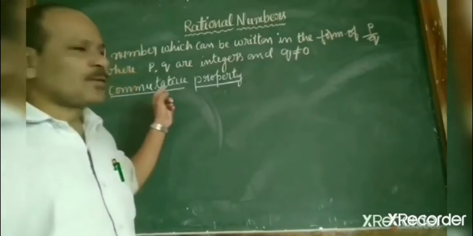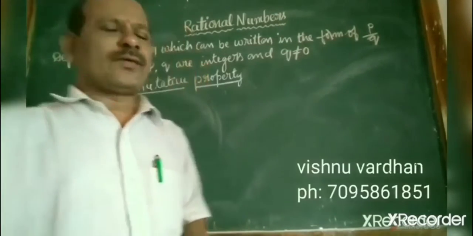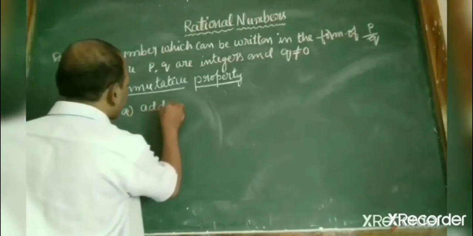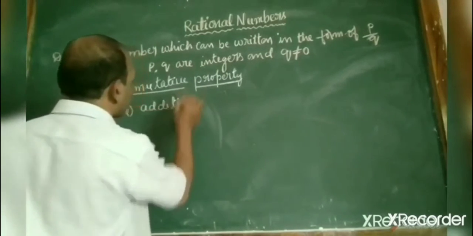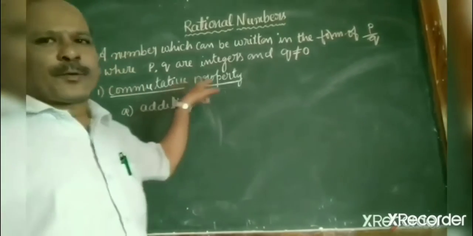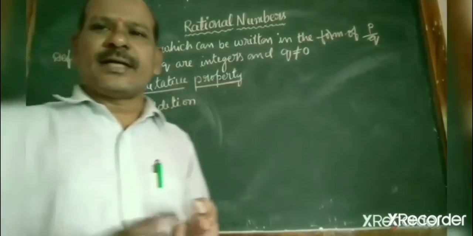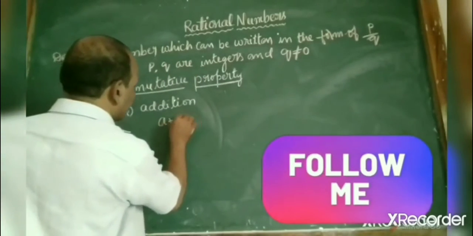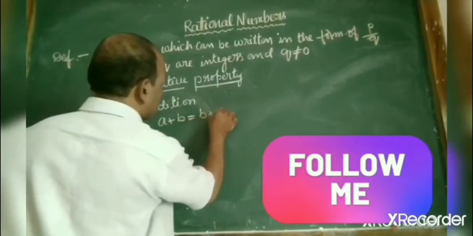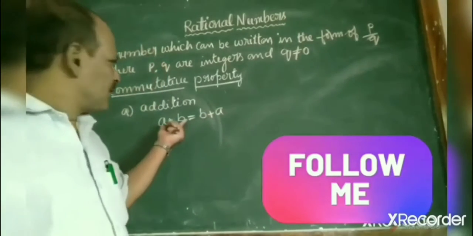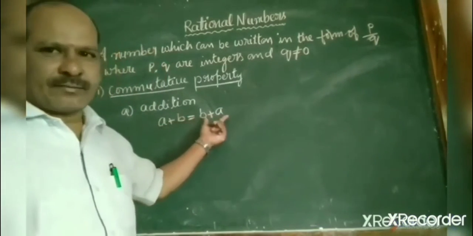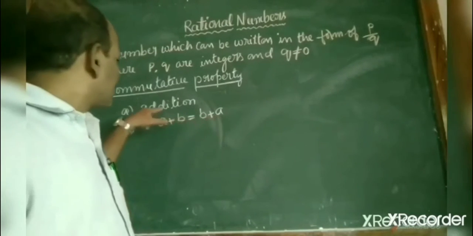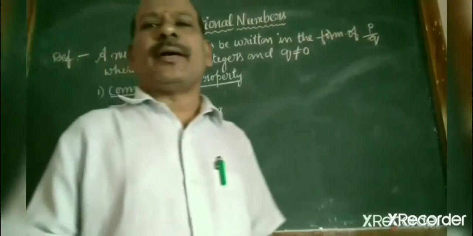Let us discuss the commutative property. First, I am doing addition. Commutative property means if I take any two numbers, say A plus B is equal to B plus A. If I reverse A plus B and do addition, then also I will get the same result. Then we can say rational numbers are commutative under addition.